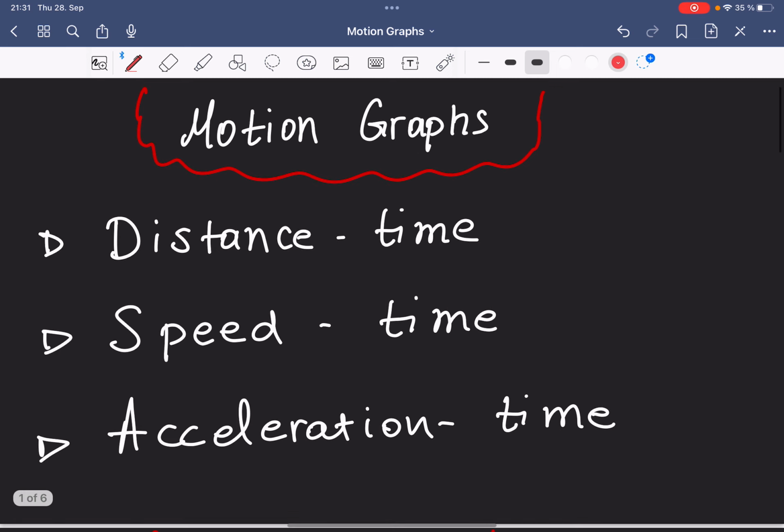So motion graphs, mainly we'll be discussing 3 different types. We'll be discussing the distance time, speed time, and acceleration time graphs. Depending on your high school level, you might see it as displacement time, velocity time, and acceleration time as well. We will mention the differences as we go through the video.